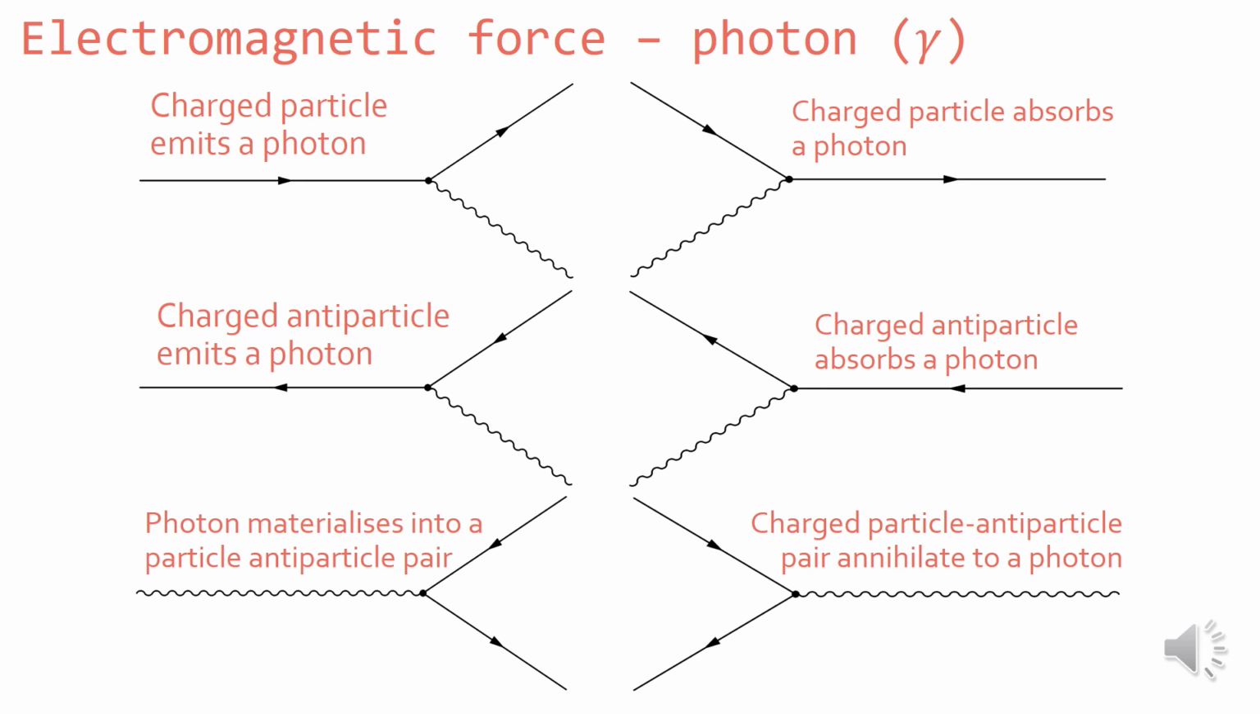So here we have the electromagnetic force. Now the electromagnetic force is carried by the photon, which is a particle of light, which is part of the electromagnetic spectrum, and it's sometimes represented as a gamma.